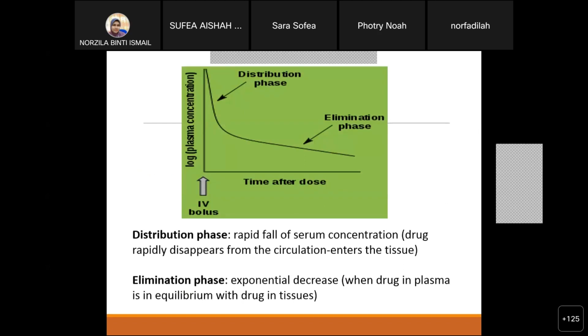This graph shows the distribution phase and also the elimination phase. Okay, we can see here, I just want to show you the distribution phase, this rapid fall of the serum concentration of the drug. If you see this rapid fall trend, it is the distribution phase. So the exponential decrease is the elimination phase.